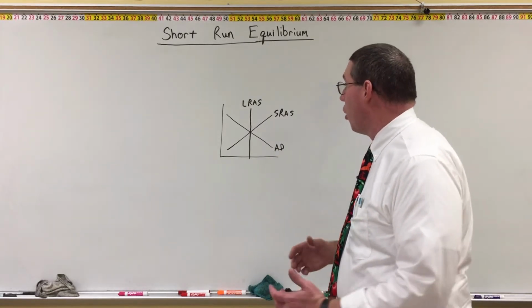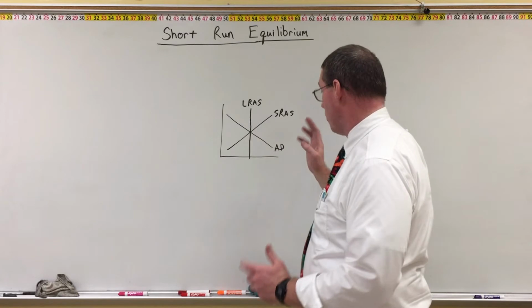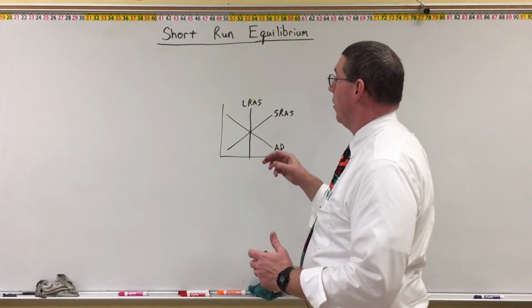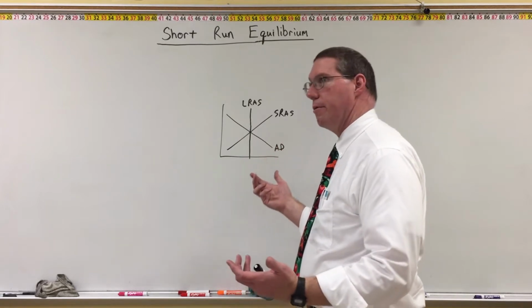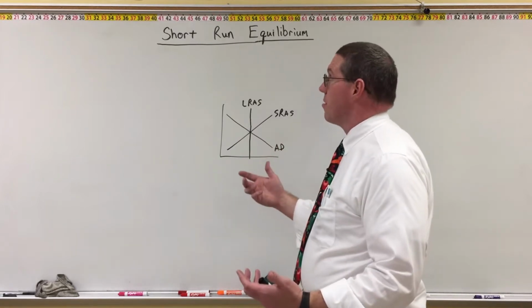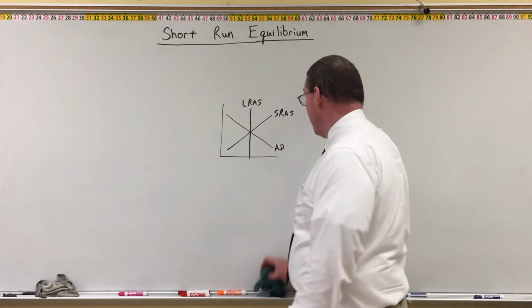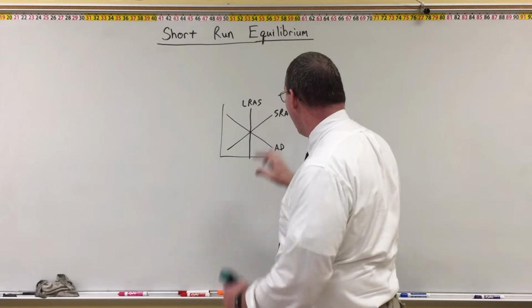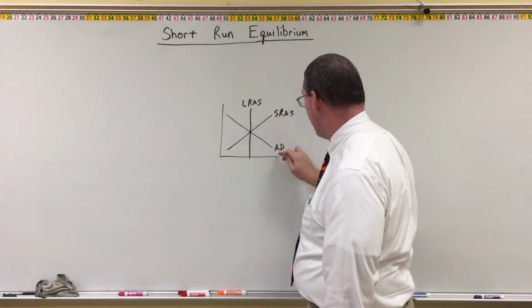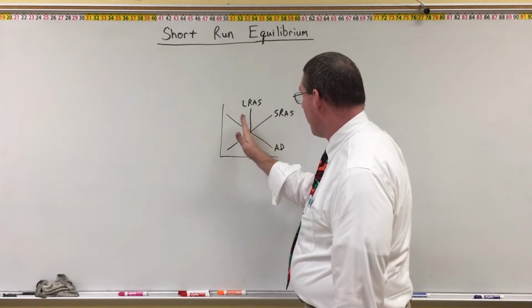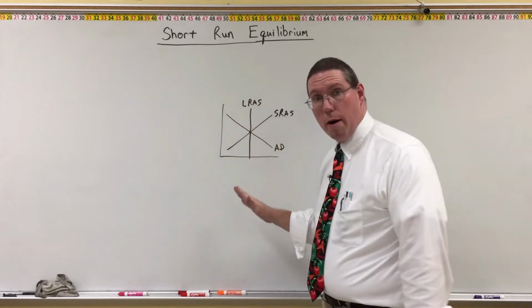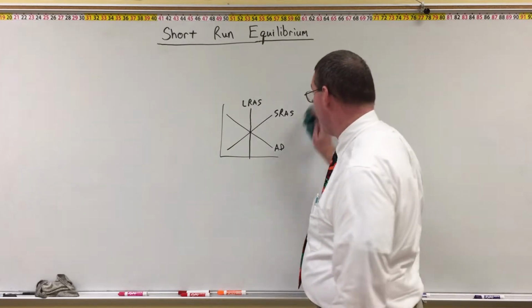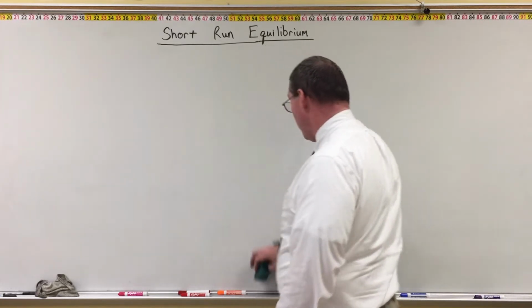What we're going to talk about today is short-run equilibrium and the issues associated with gaps in short-run equilibrium. We said the other two possibilities are where the intersection of short-run aggregate supply and aggregate demand occurs either to the left or to the right of long-run aggregate supply, and that's going to be the major focus of our lesson today.